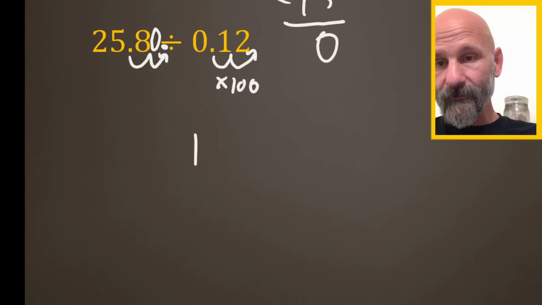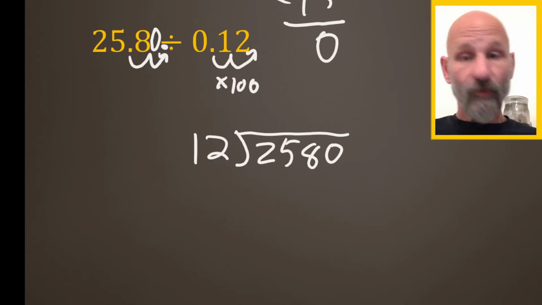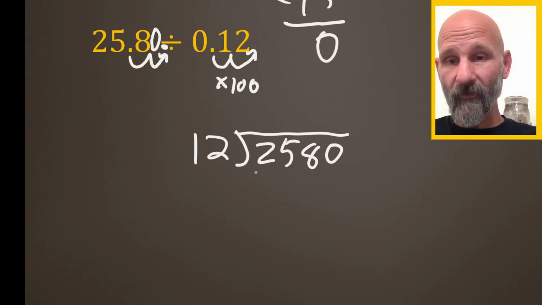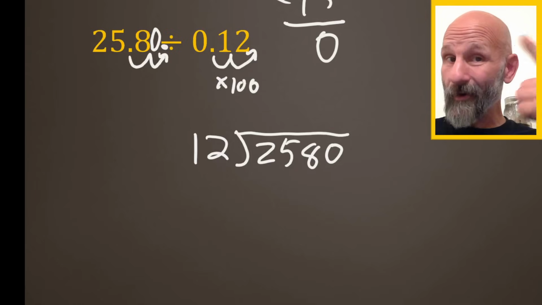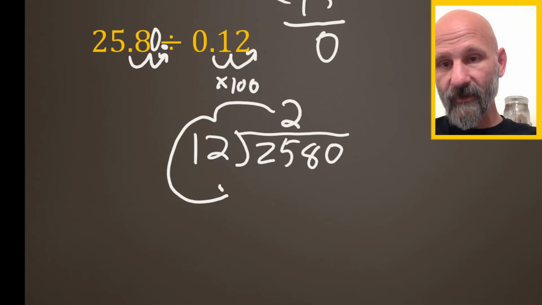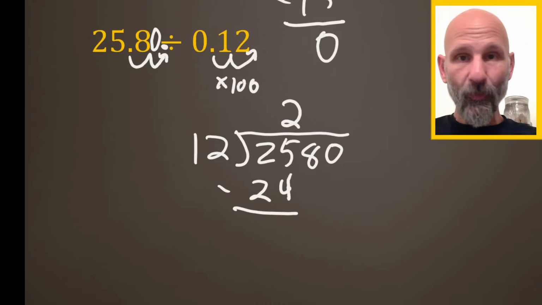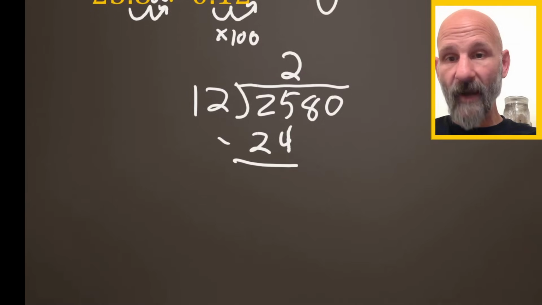So here we go. We're going to do 12 divides into 2,580. We look at the first one, 12 divided into 2. Nope, doesn't. Next up, we look at 12 divides into 25 without going over. That's going to be a 2, because 2 times 12 is going to make 24. Now we subtract. Draw a line, and do the subtraction.